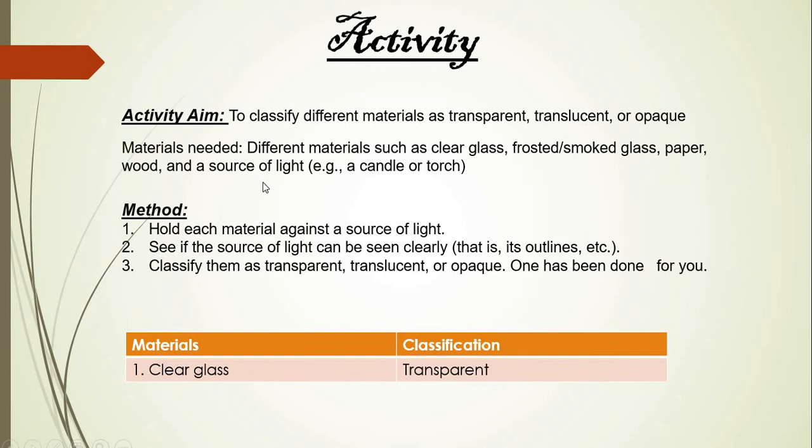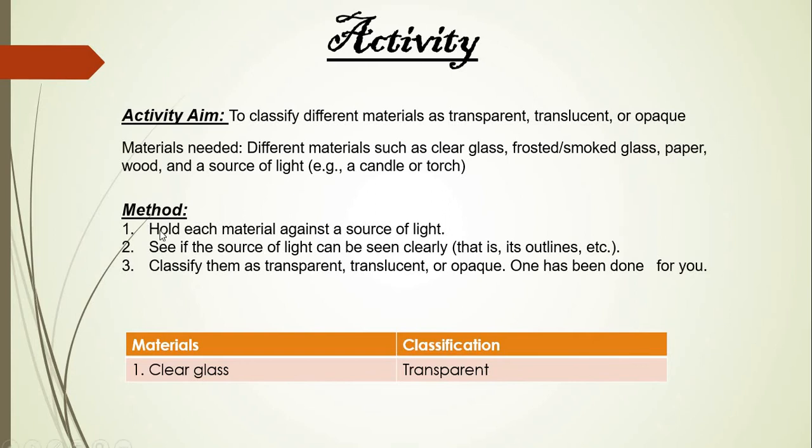So for classification of these materials, whether it will be transparent, translucent or opaque, first of all we require a source of light, because that source of light is able to emit light. If that light passes through the material, then it will be transparent. If a partial amount of light passes through it, then it will be translucent. If it blocks the passage of the light, then it will be opaque.